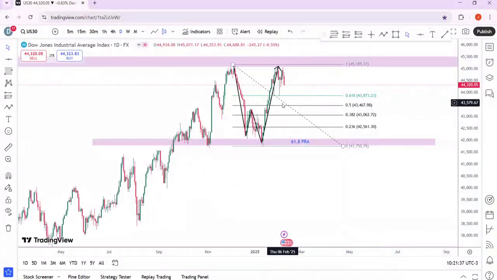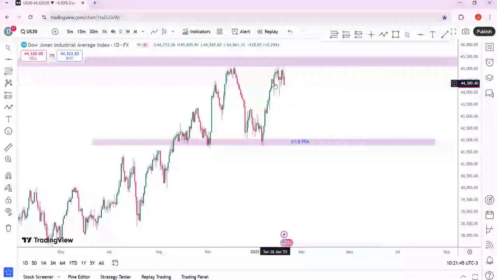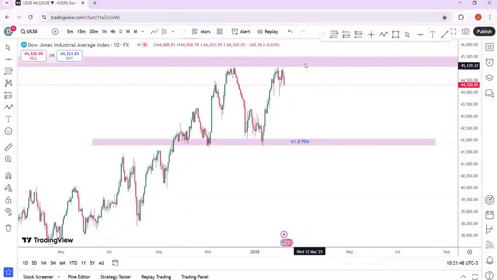So check the previous video for that particular teaching of the breakdown of all the opportunities of this movement up to that resistance. Now price has finally gotten to that resistance. So now we can identify that level as what? As a resistance potential reversal area.